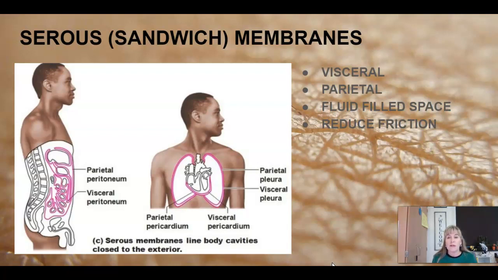In between, sandwiched in the middle, is a lubricating fluid-filled space, and it's going to be really important when your heart is beating extra, extra hard and your lungs are just going because you just had to run from a crazy dog that scared you to death or something like that. So it's really important as far as lubrication and allowing the organs to move freely past one another.